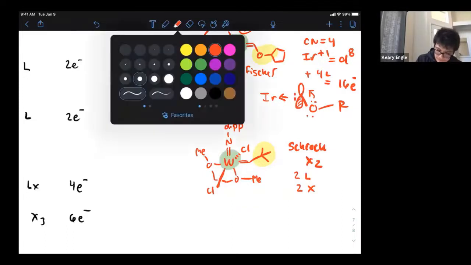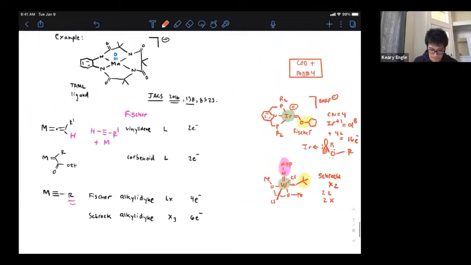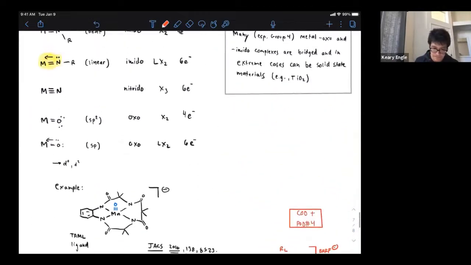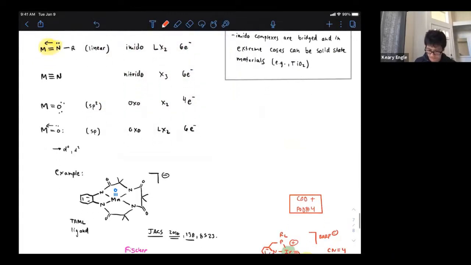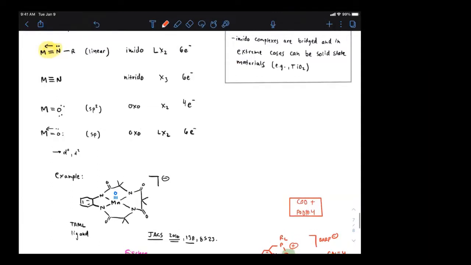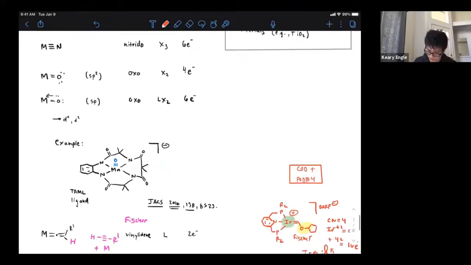Okay, and now we've got to deal with this creature, drawn as linear. So a linear amido, we saw are what, Tiffany? LX2, is that right? So 6 electrons? Yep.